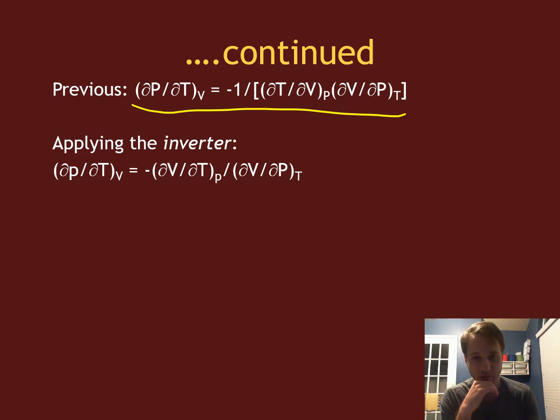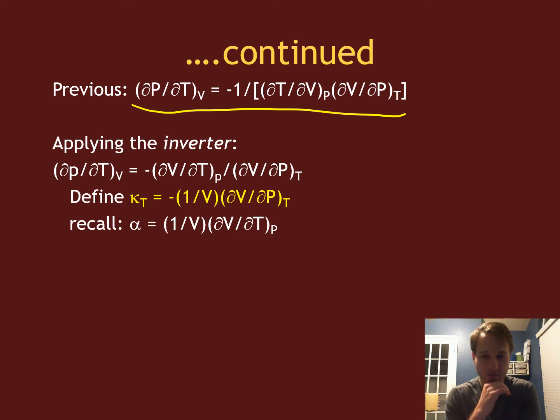Now we're going to flip one of these and write it as del V del T under constant pressure. And if you recall, that's related to our expansion coefficient. The expansion coefficient was 1 over volume times how the change in volume is affected by a change in temperature under constant pressure conditions. And so we're going to define one other thing called kappa sub T, the isothermal compressibility.